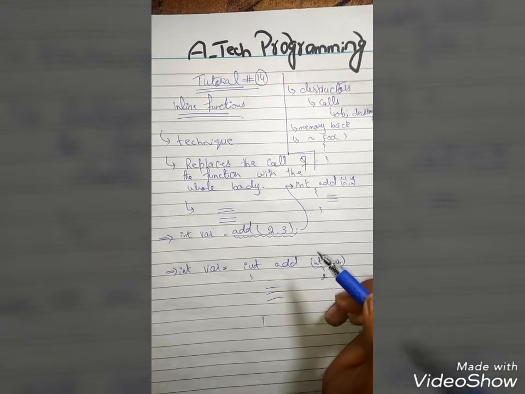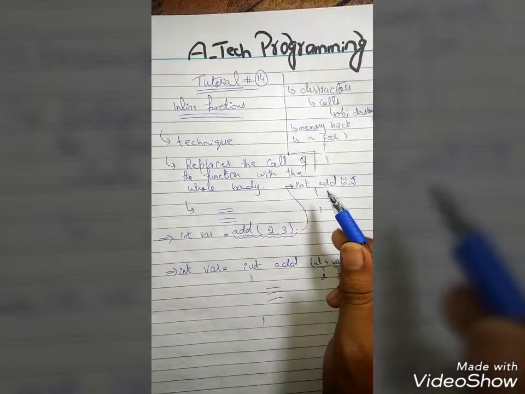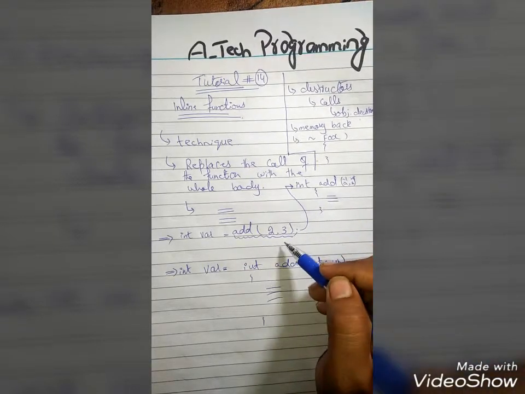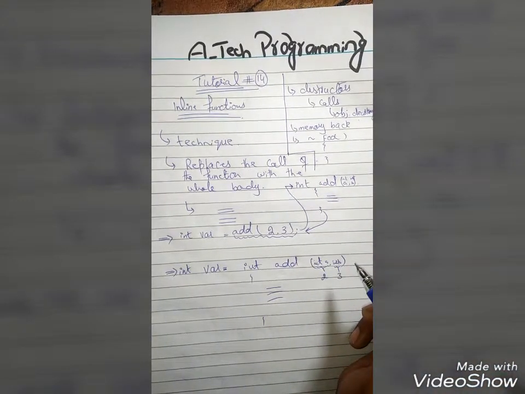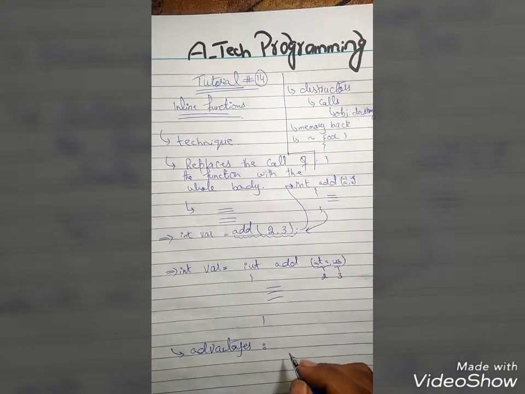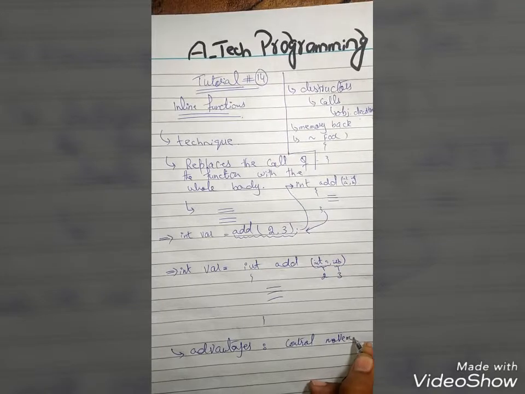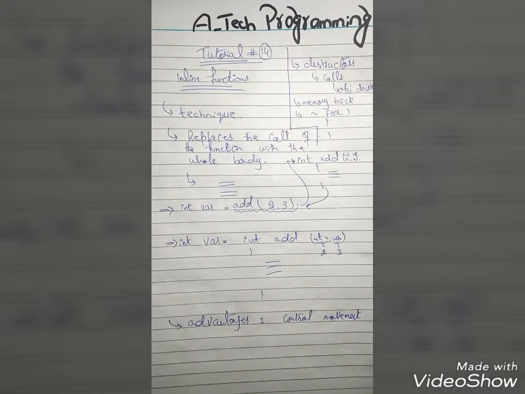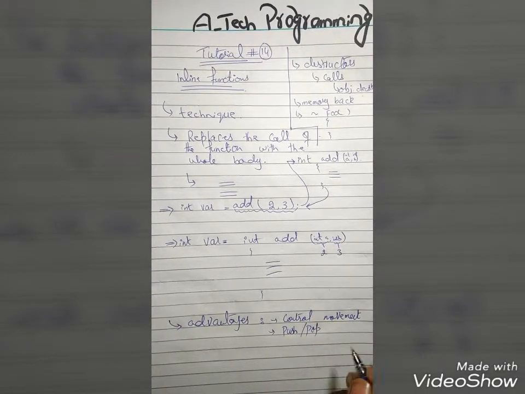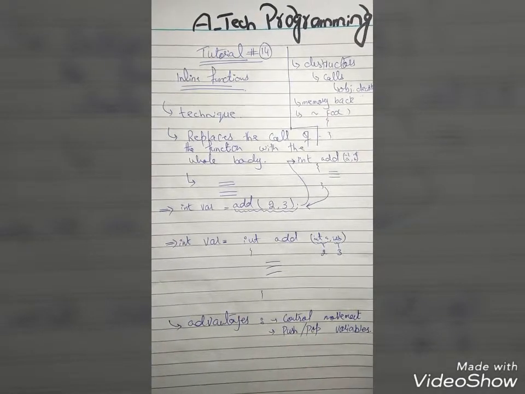What are the advantages? We can see that when we call a function, the compiler goes above, searches where the function exists, then executes it and gets back after execution. So the advantage is that it saves the compiler from control movement, and it also saves the overhead of push and pop of the variables. It saves these two things.